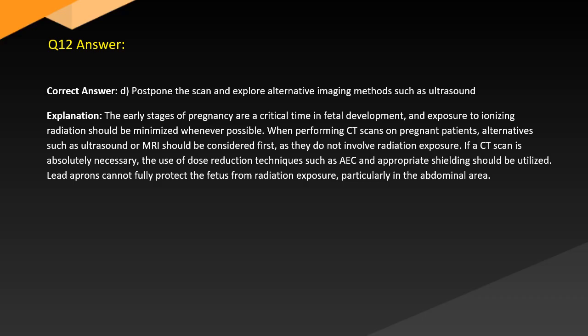Answer. Correct answer: D. Postpone the scan and explore alternative imaging methods such as ultrasound. Explanation. The early stages of pregnancy are a critical time in fetal development, and exposure to ionizing radiation should be minimized whenever possible. When performing CT scans on pregnant patients, alternatives such as ultrasound or MRI should be considered first, as they do not involve radiation exposure. If CT is absolutely necessary, dose reduction techniques such as AEC and appropriate shielding should be utilized. Lead aprons cannot fully protect the fetus from radiation exposure, particularly in the abdominal area.